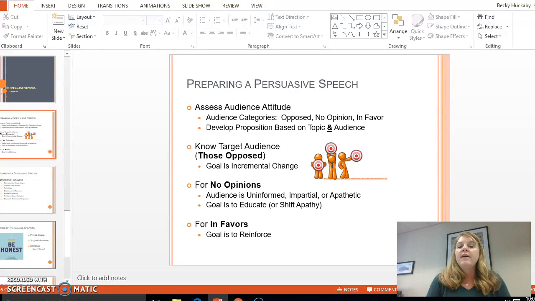So developing your approach or your proposition to your topic is just as important as determining how to present it to the audience that you're presenting it to. So you have to know your audience. Know ahead of time what's going to happen. Who are you presenting to, and how are they going to receive that information?